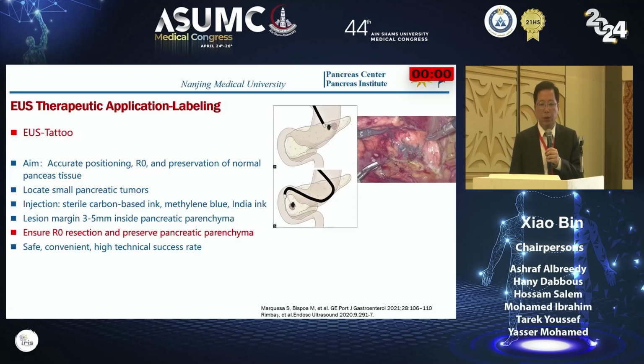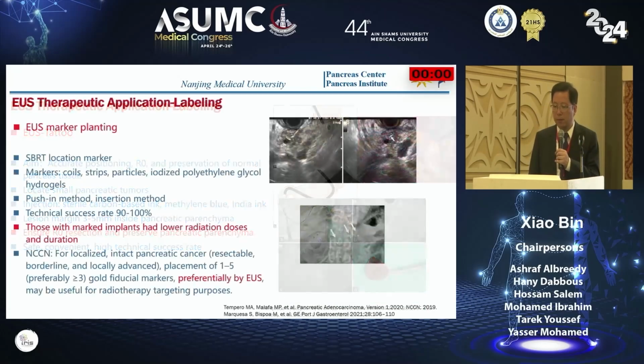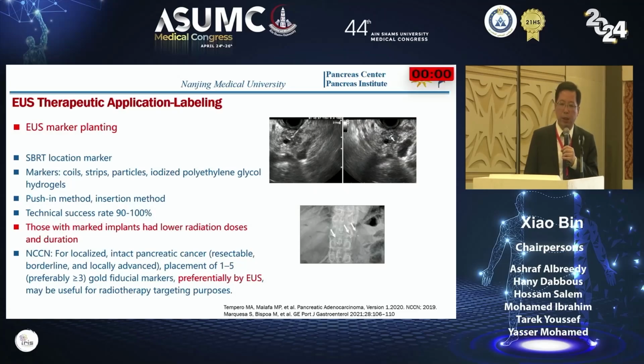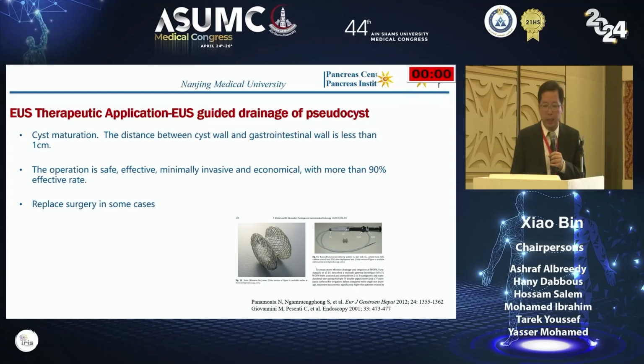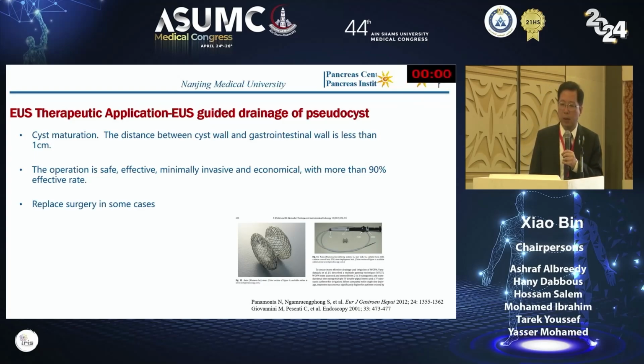First is EUS-guided tattooing. The second is EUS marker placement for SBRT localization. Those with marker implants could receive lower radiation doses and shorter durations, so it's helpful. And another application is EUS-guided drainage of pseudocysts.